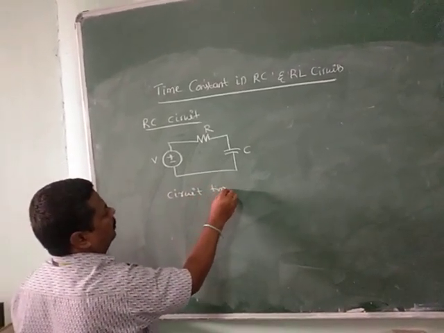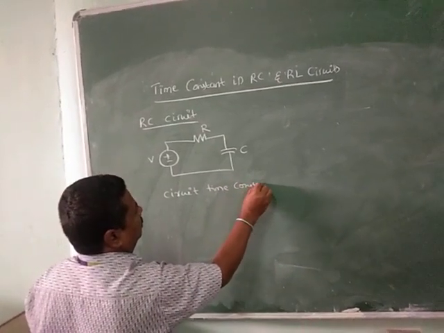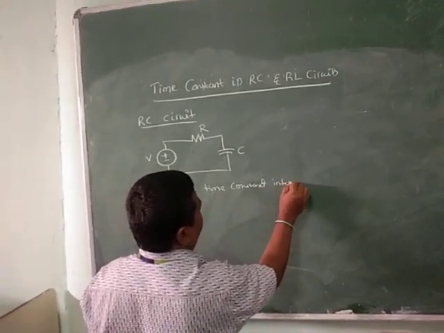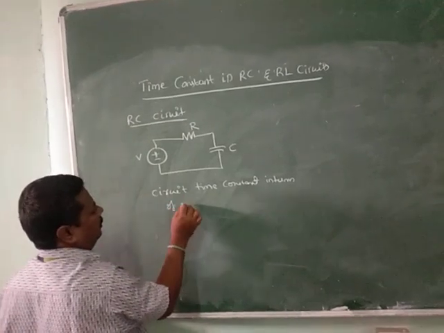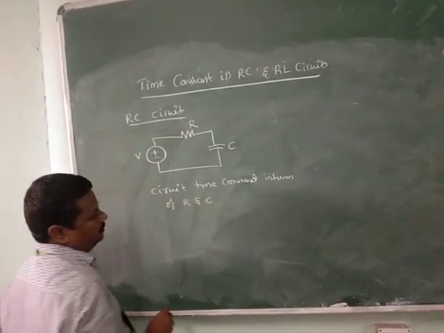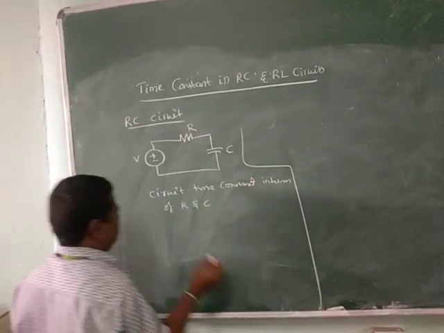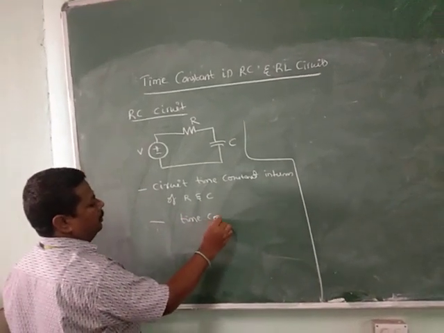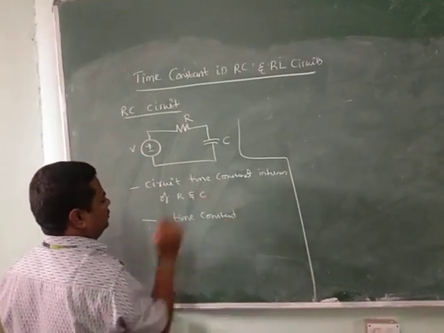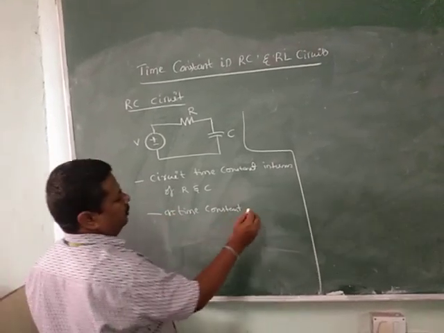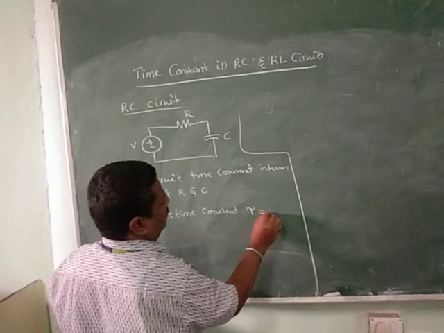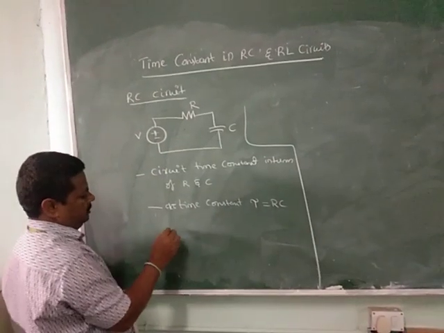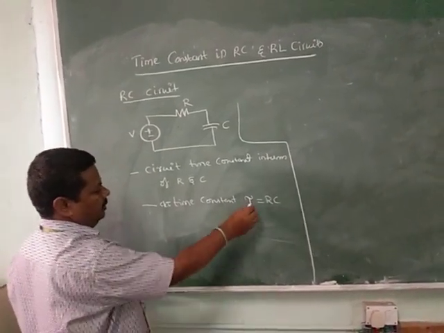Circuit time constant in terms of R and C. In RC circuits, the time constant, that is the circuit time constant, is generally denoted as tau, and that is equal to RC. In RC circuits, circuit time constant tau is equal to RC.